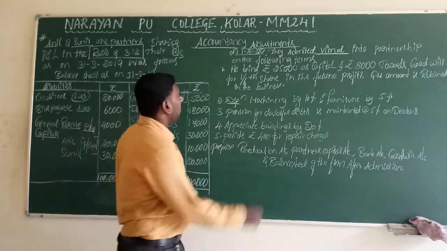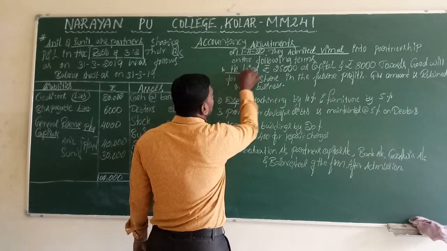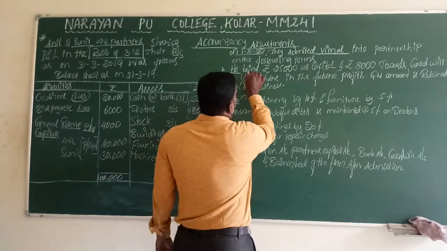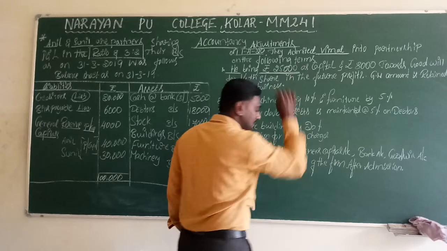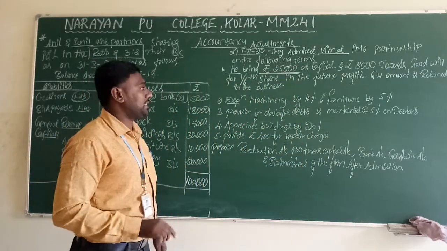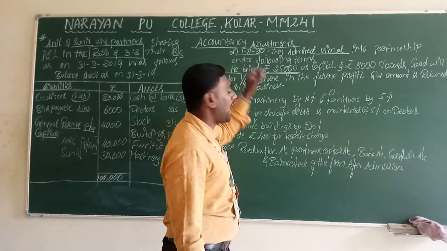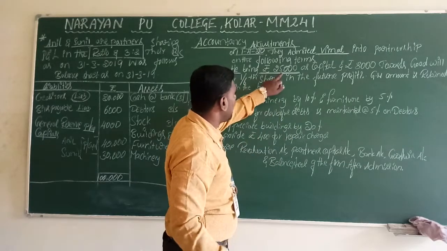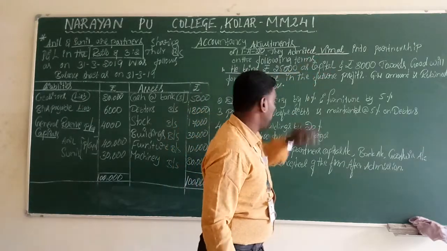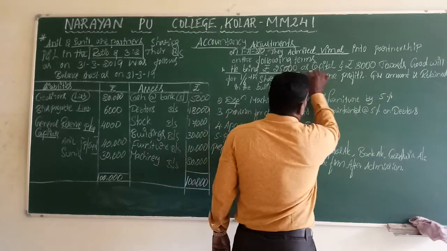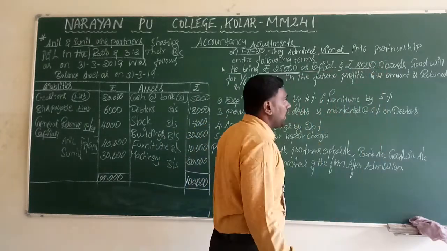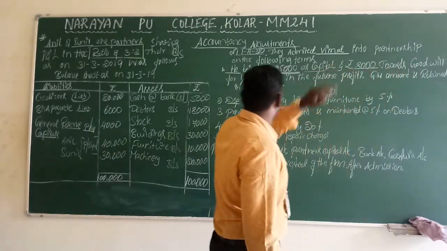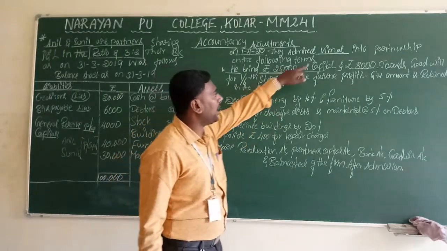Adjustment number 1, what does it say? He, Vimal, brings rupees 25,000 as a capital. If you want to join as a partner into the partnership firm, Vimal has to pay the minimum capital of 25,000 that is given. So this 25,000 is given by Vimal as capital, and 8,000 towards goodwill. These 2 transactions will be taken as brought in by Vimal only.